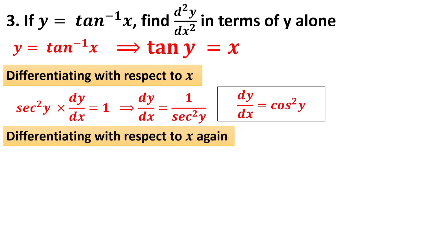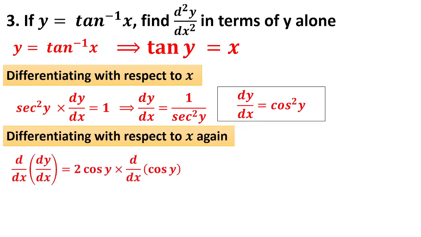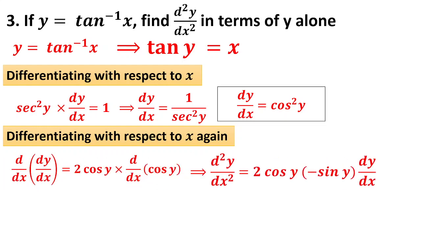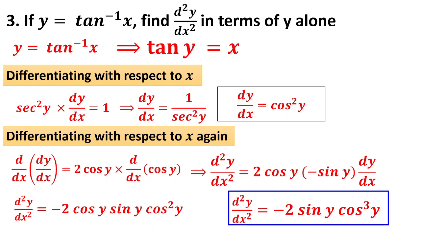Let us differentiate it once again. Left hand side differentiation is d by dx of dy by dx. Right hand side using chain rule, 2 into cos y into d by dx of cos y. Once again, what is d by dx of cos y? It is minus sin y into dy by dx. Be careful, again using differentiation of cos y. Therefore right hand side is nothing but minus 2 cos y into sin y into cos square y. Therefore the second derivative is minus 2 sin y into cos cube y. We have expressed the second derivative in terms of y alone.